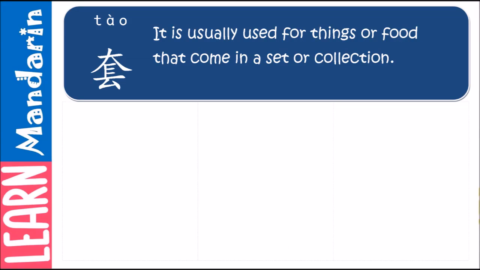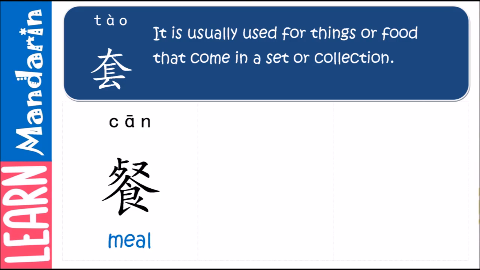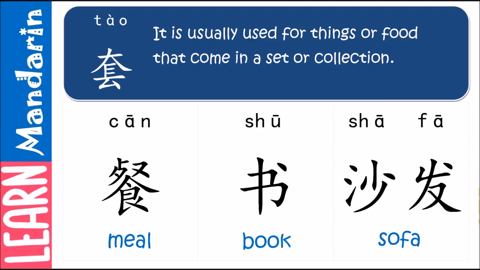The measure word 套 means a set, which is usually used for things or food that come in set or collection. Example of nouns that are commonly paired with the measure word 套 are 餐, 书, and 沙发.